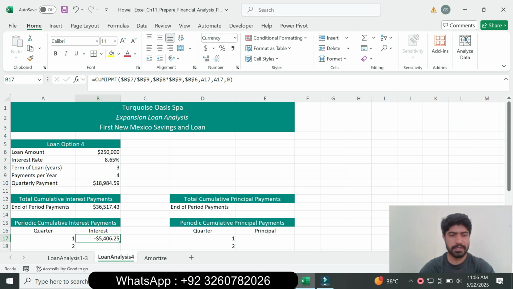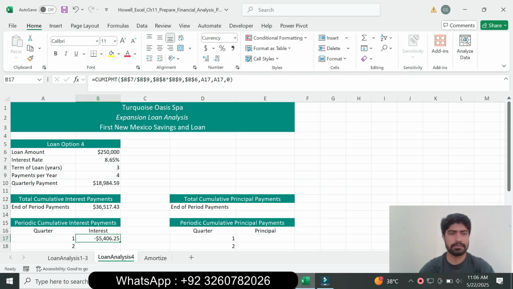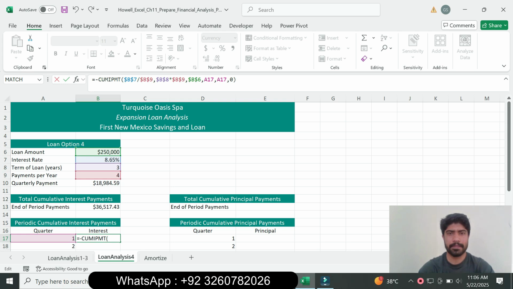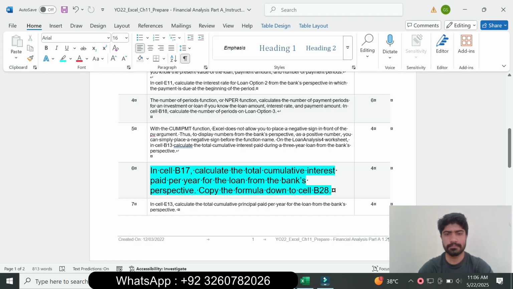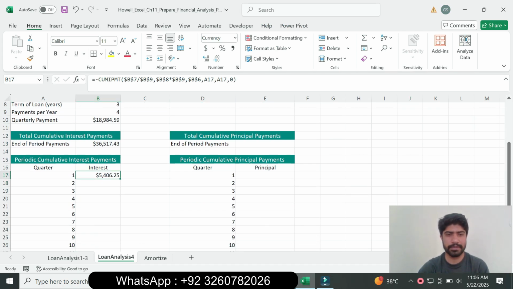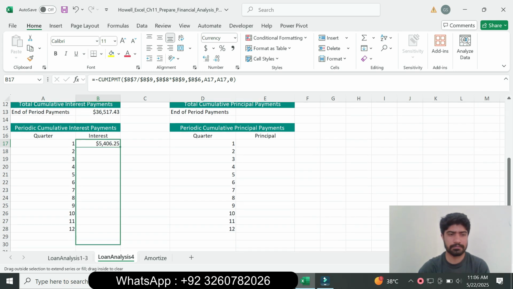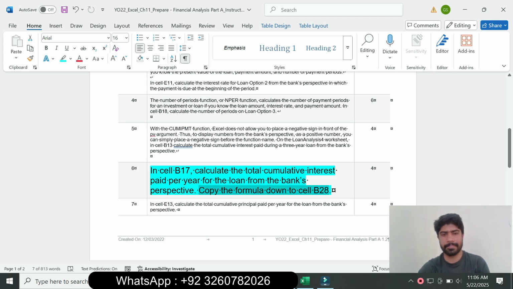The result is 5406.25, and since the loan payment is a negative number, type the negative sign and press enter. Next, copy the formula down through cell B28. So question number 6 is complete.